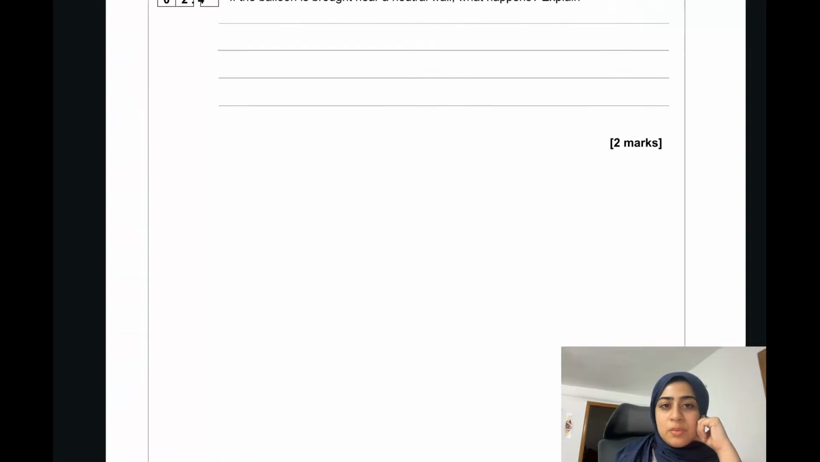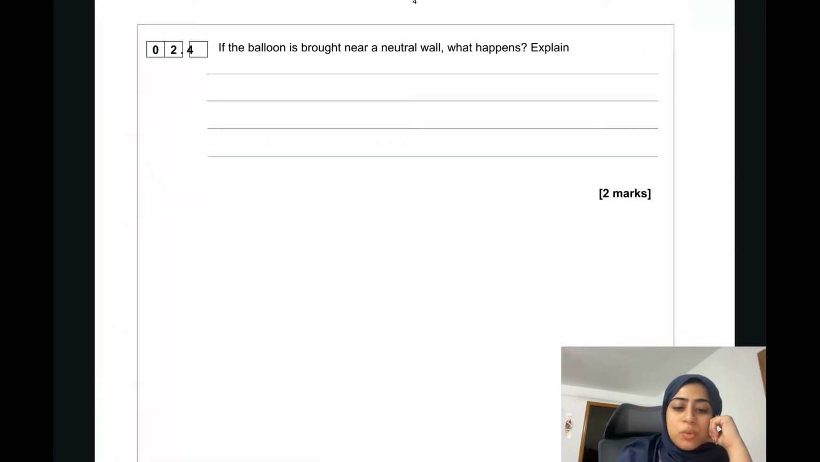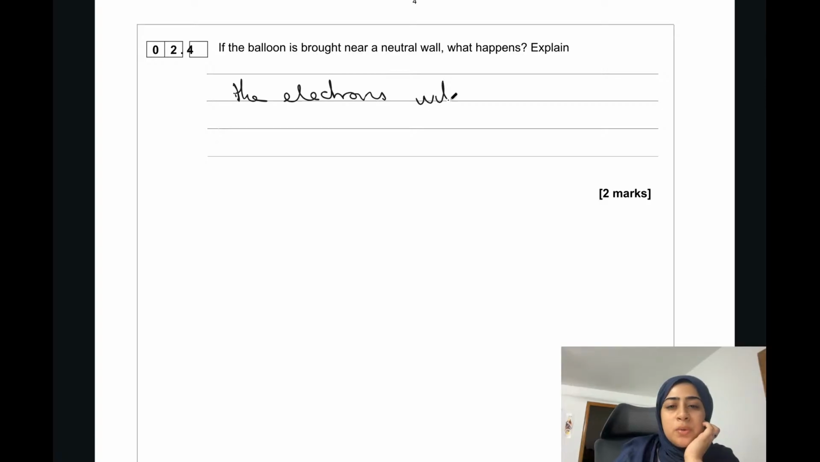So if the balloon's brought near a neutral wall, what happens? Again, another thing on static electricity. Here, think about what happens. The electrons would be repelled by the negatively charged balloon. So the electrons will be repelled.